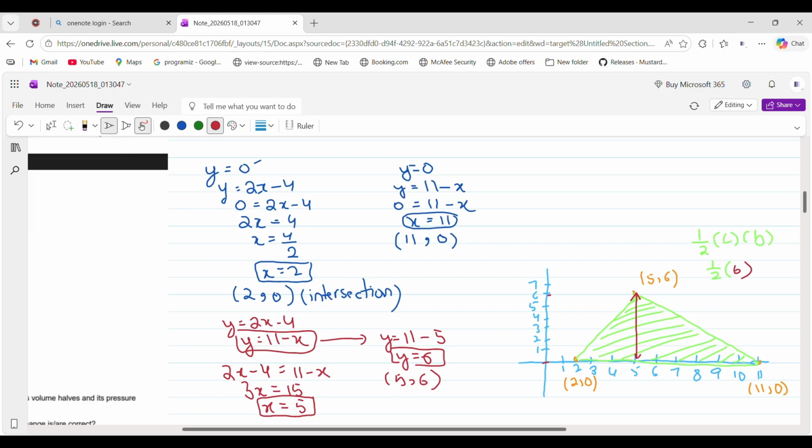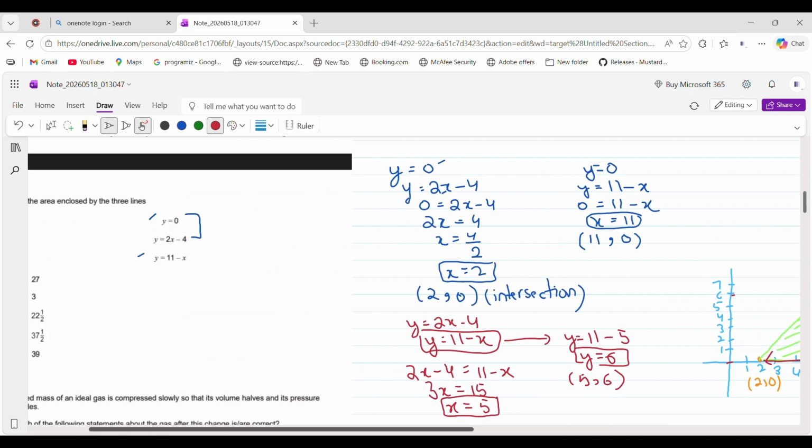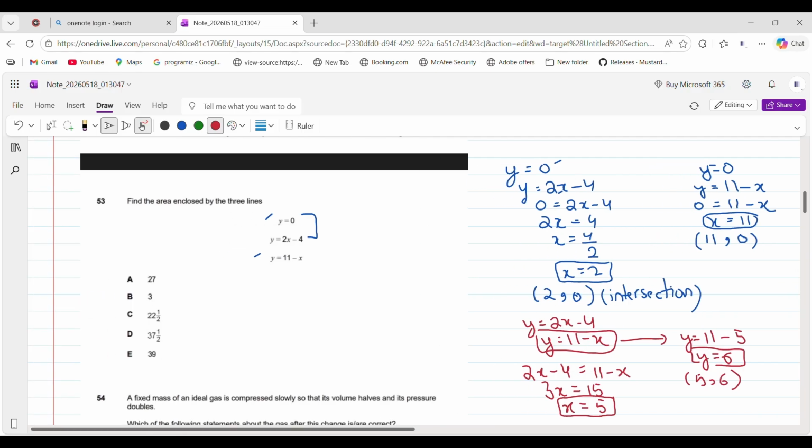What's our breadth? Our breadth must be this, from 2 to 11: 1, 2, 3, 4, 5, 6, 7, 8, 9. So 9 is our breadth. 2 ones are 2, 3 twos are 6, 3 into 9 is 27. So 27 is the area we have. And we have got our answer. It's option A.